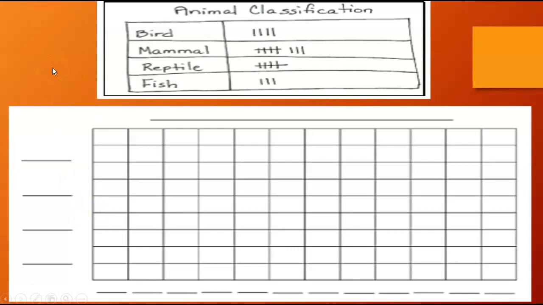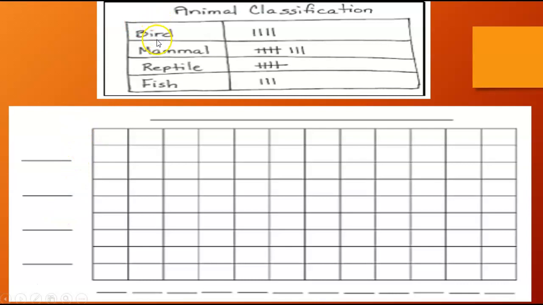Now the first thing we need to do is take all of our categories here and write them off to the side. So this bar graph is going to go side to side. You can also do the up and down bar graph that we do for progress monitoring, but right now I'm going to show you how to do it side to side. So first we need to take all of these and put them down here.